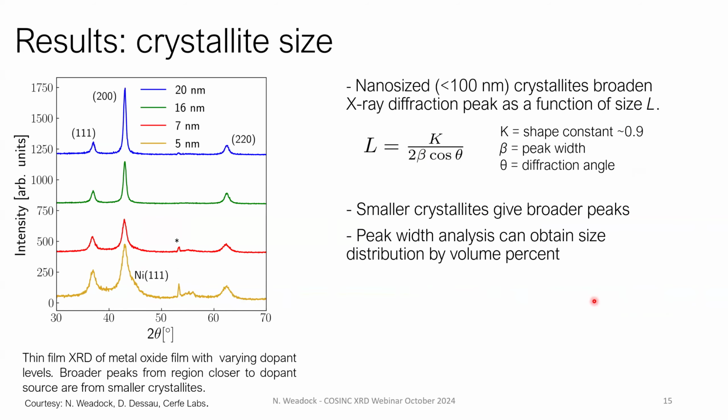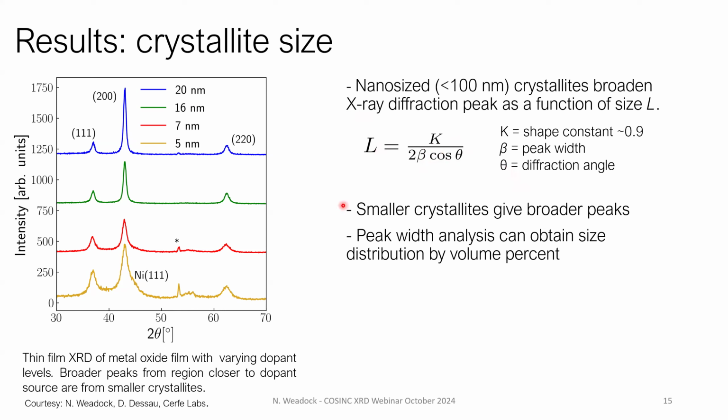We can also look at crystallite size. If your crystallites in your material are less than 100 nanometers or so, there will be an observable broadening of the peak widths as a function of the crystallite size. And so this here is the Scherrer equation, which relates the crystallite size to the width of the peak times cosine of your diffraction angle. K is a shape constant depending on the approximate shape of each crystallite.